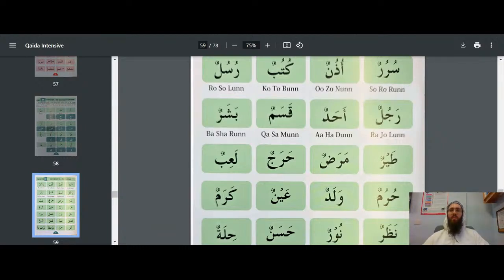Sururun, udhunun, kutubun, rusulun, rajulun, ahadun, qasamun, basharun. But you might not be sounding basharun. You might be saying ba, sha, run, ba, sha, run. And that's exactly how you should be sounding. That is excellent.